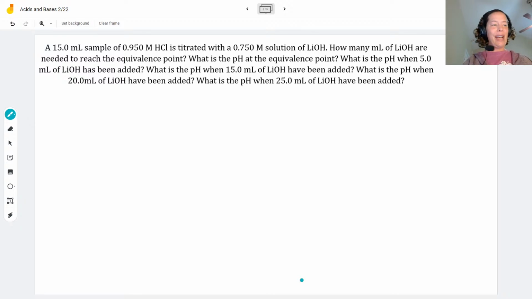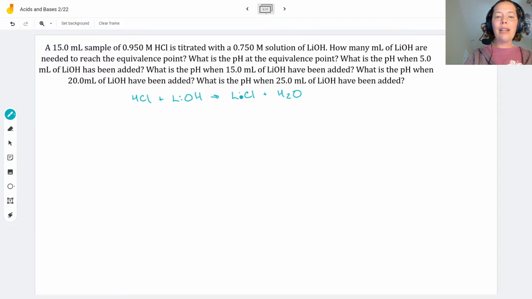Okay, so let's start with our acid base. And again, let's start with our balanced chemical equation because, as always, you have to deal with stoichiometry, but this one is really easy. I purposely chose this one because it was a 1-to-1 ratio. So we're going to make lithium chloride and water.